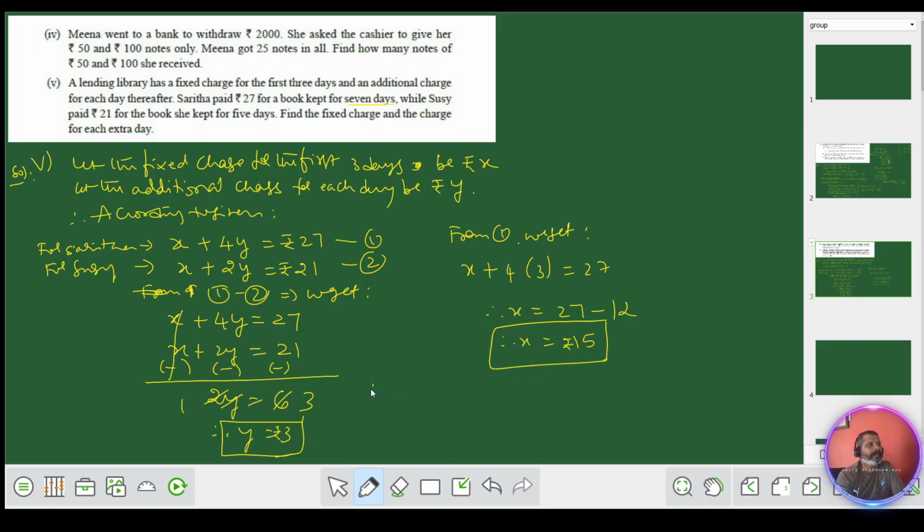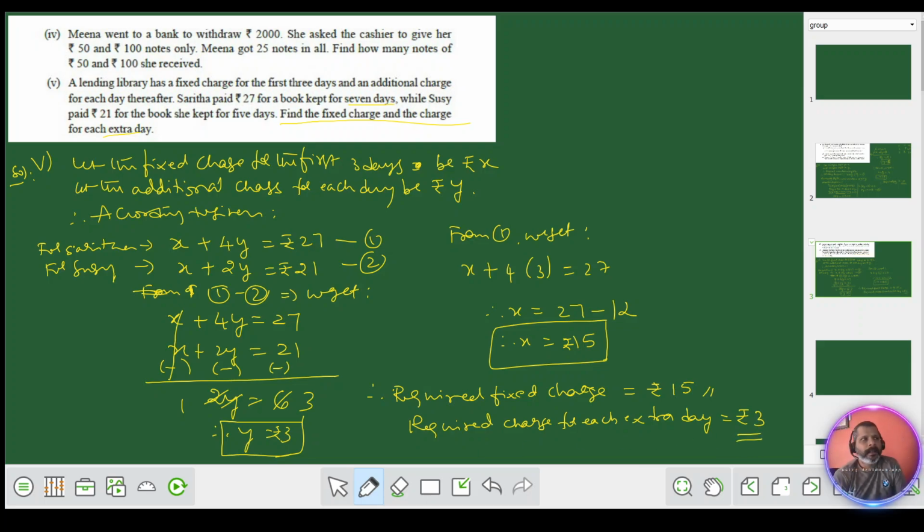Just conclude the answer. Therefore, the required fixed charge is equal to rupees x, which we assumed, that is 15 rupees. The required charge for each extra day, remember that, each extra. How do we construct these lines at the end? If you read the question, pull out what they have asked at the end and put it in the answer part. For each extra day is what we assumed, y rupees, which has come to 3 rupees.